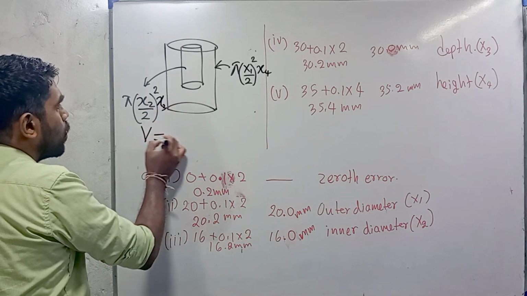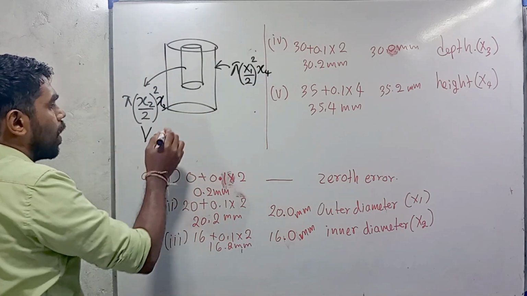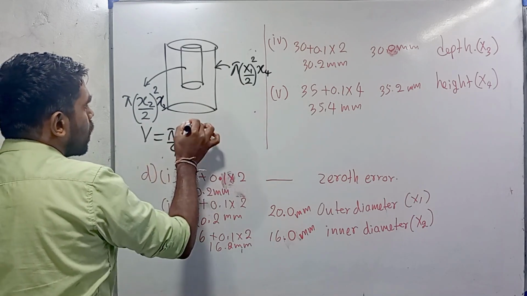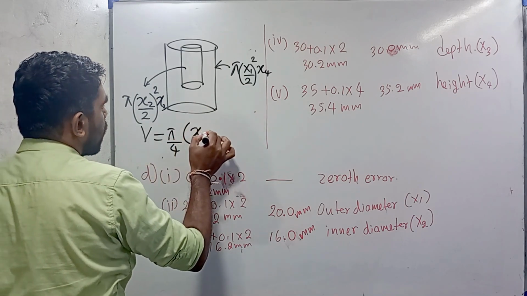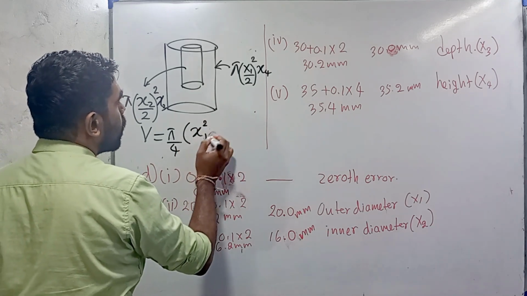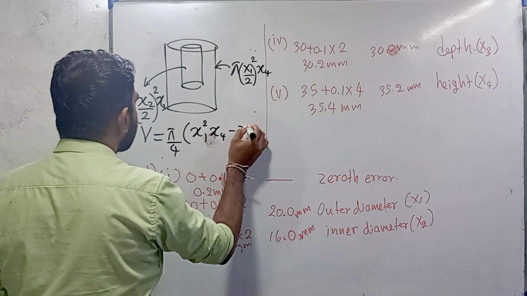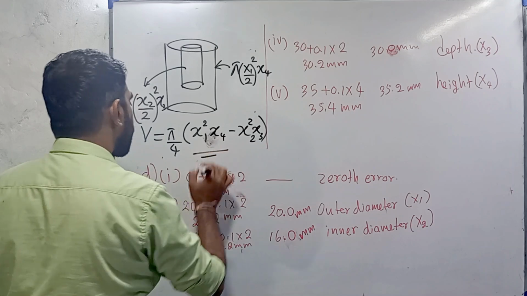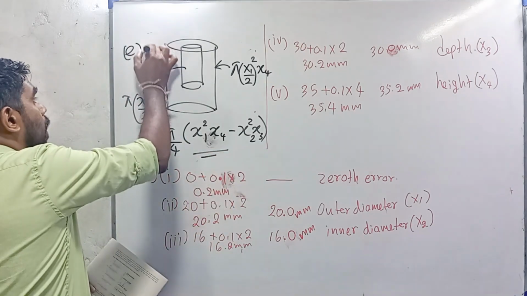Then we can write volume. We have to subtract this one and this one. Phi is common, 2 squared, 4 common. Then we can write x1 squared, x4 minus x2 squared, x3. It is answer for E, part 1.